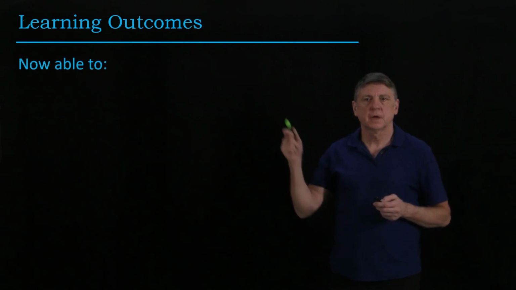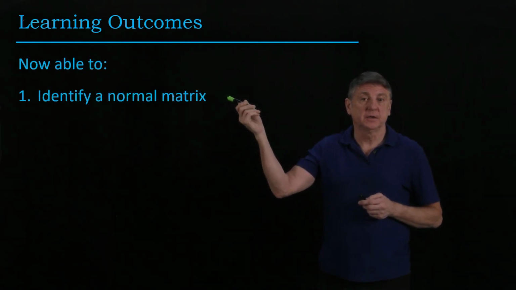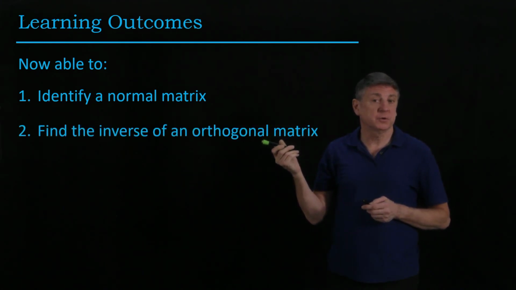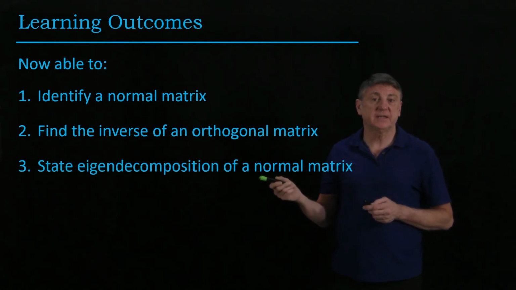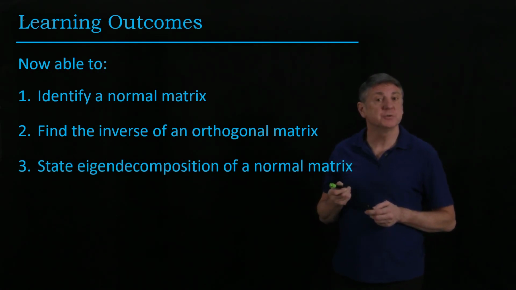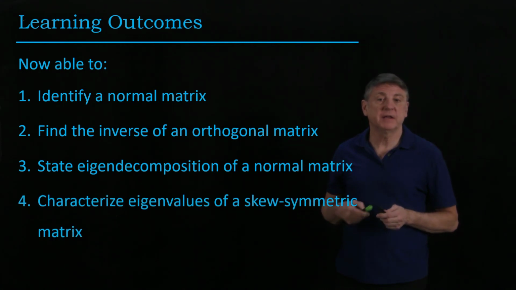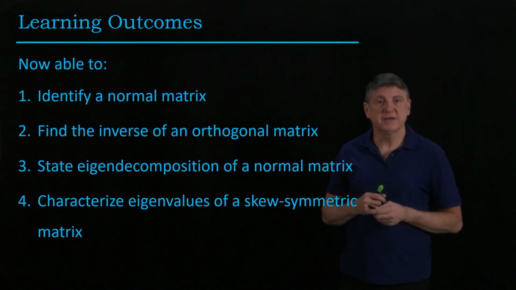Now, let's summarize what we've learned. We're now able to identify a normal matrix as one that commutes with its transpose. We can find the inverse of an orthogonal matrix by taking its transpose. We can state the eigendecomposition of a normal matrix using the spectral theorem, and we can characterize the eigenvalues of a skew-symmetric matrix as being either zero or purely imaginary numbers.